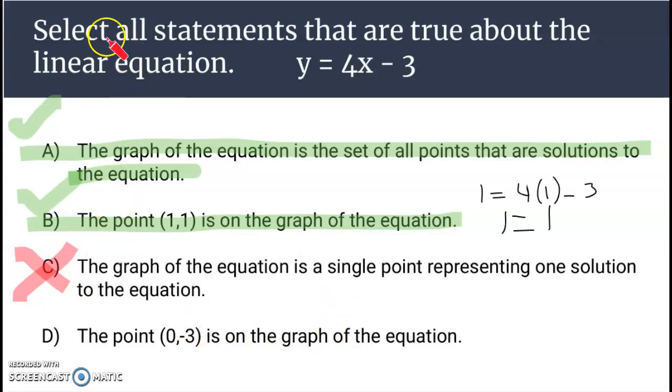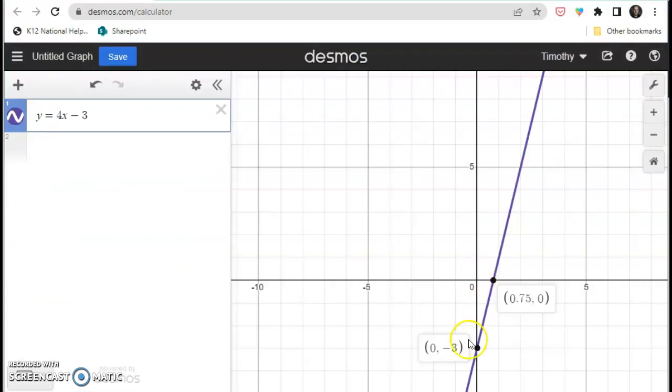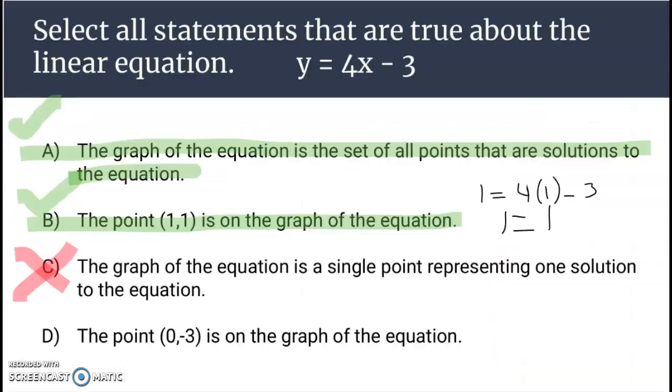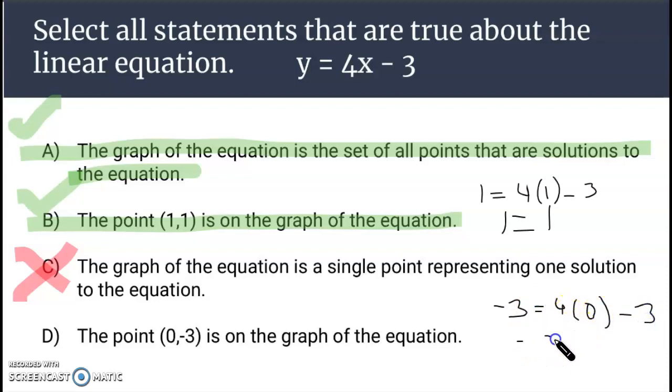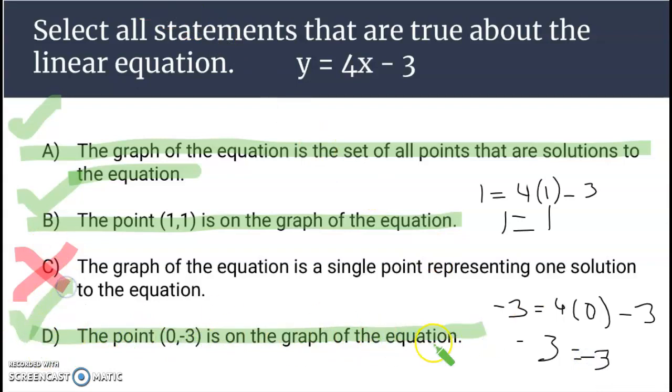And then let's check this very last one here, 0, -3. Let's look at Desmos. Is 0, -3 on the graph? Yep, there it is down there. 0, -3. We can also verify that algebraically. We'll put a -3 in for y. We'll put a 0 in for x. 4 times 0 is 0, and look at that, -3 equals -3. So we know statement D does satisfy. It is a true statement. So 3 of the 4 statements were all true about this linear equation.